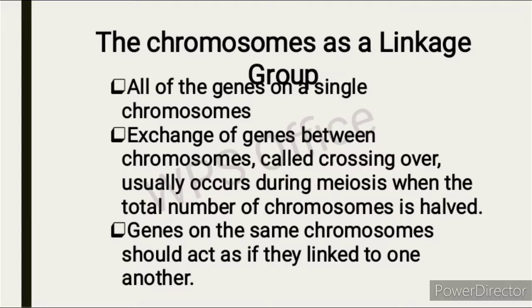Sutton's prophecy of linkage groups was soon confirmed. Within a couple of years, genes for two traits in sweet peas, flower color and pollen shape, were shown to be linked. Other evidence for chromosomal linkage rapidly accumulated. Take note that genes on the same chromosome should act as if they are linked to one another. That is, they should be part of the same linkage group.